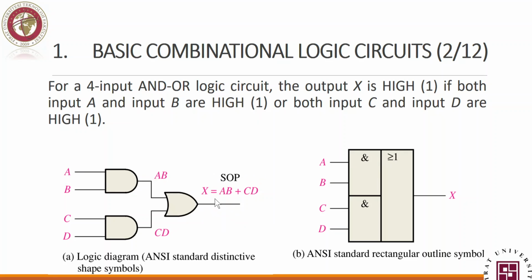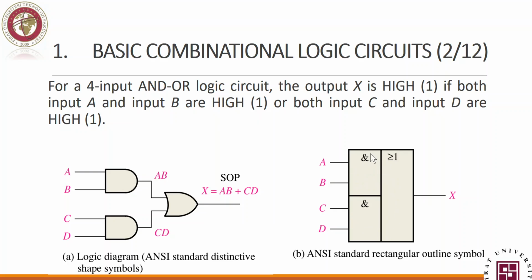This sum of products will be high when either AB is high, or CD is high, or both of them are high. So either one or both are high, then the output here will be high. What we are going to look for is either one is high or both. If both of them are low, in that case, we are getting zero in the output, and that's why we say it's easy for us to analyze it or deal with it. And you may get this rectangular form. You remember this is an OR gate with greater than or equal to one. This is an AND gate, and these are the inputs coming to two AND gates, and then we have a standard OR gate with an output.